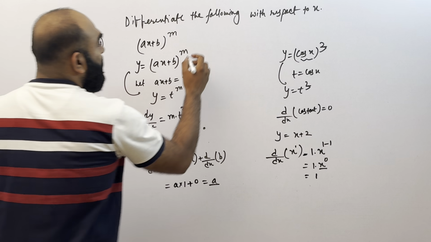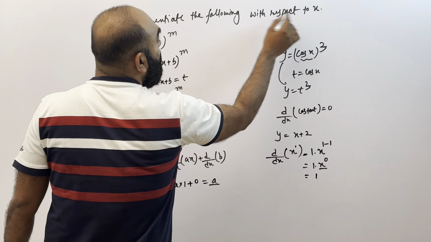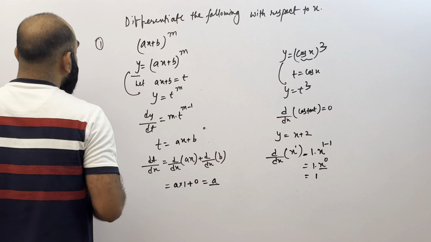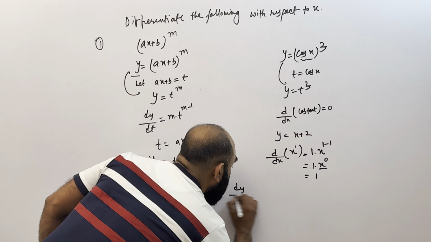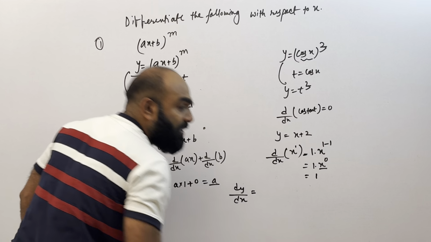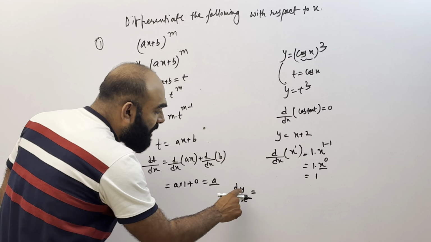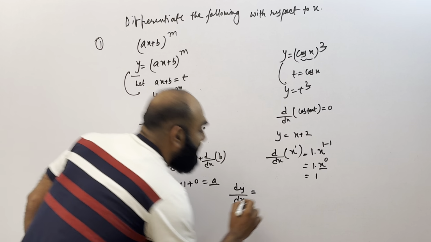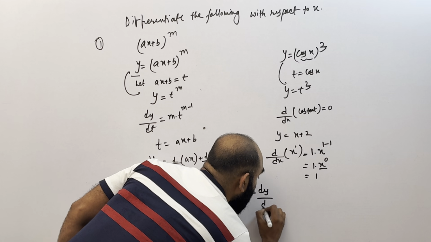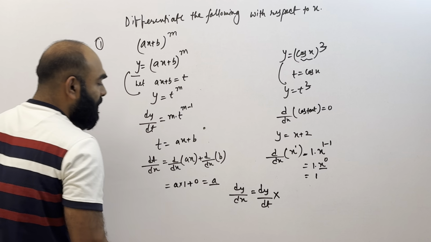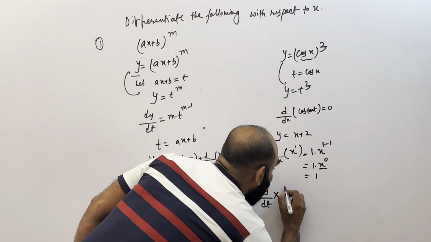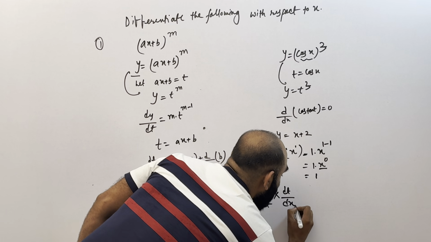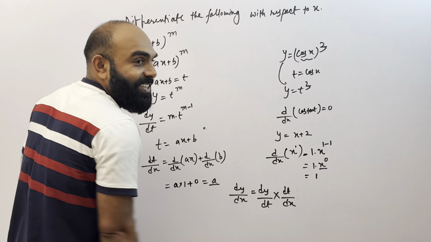I'm just interested because they are differentiating the following with respect to x and this is my y. So I'm interested in finding dy by dx. So dy by dx is equal to, from where I have to start? You start with the y. Y means dy by dt. Here we are applying the chain rule. dy by dt into dt by dx, so we are getting at last dy by dx only.